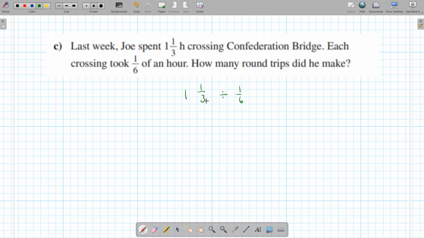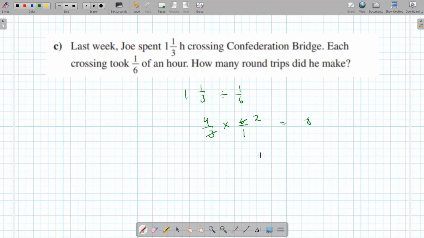We can turn this into an improper fraction, 3 times 1 plus 1, 4/3. And we can flip this, right? Times 6/1. 3 goes into 6 twice. So 8. So you made 8 total crossings.